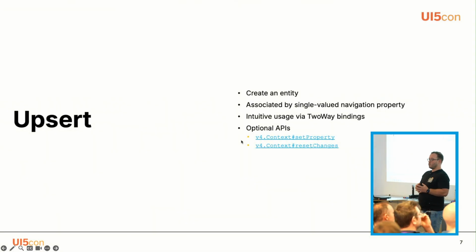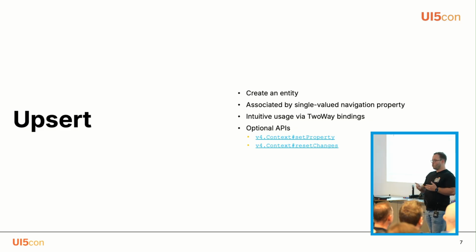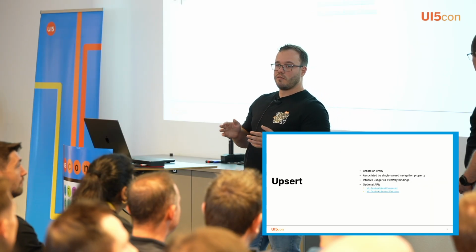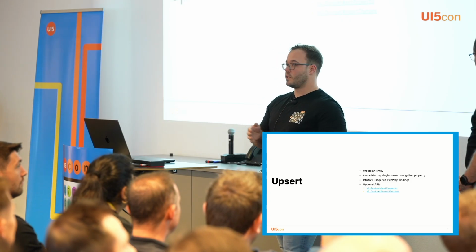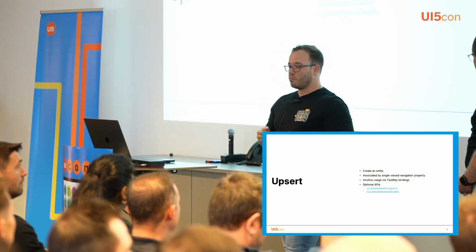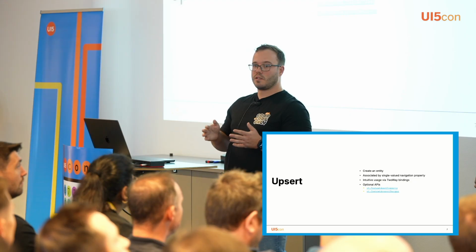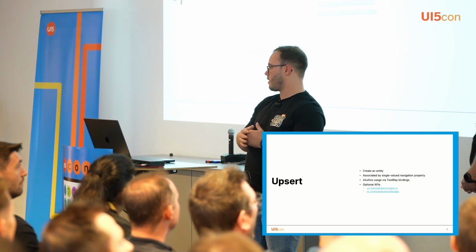So for us, it was very important to make this feature as easy to use as possible. As you can see, the app only needs two-way bindings and no other APIs are needed. But optionally, app developers can also use the context APIs set property or reset changes to do their own implementation in the controller code. But this is only optional and you don't need to use them.